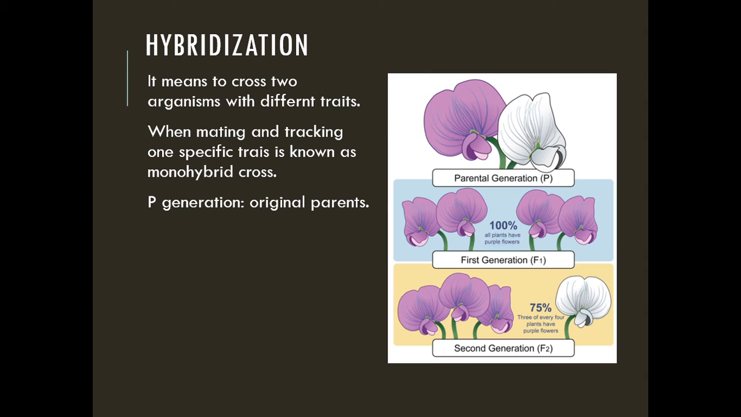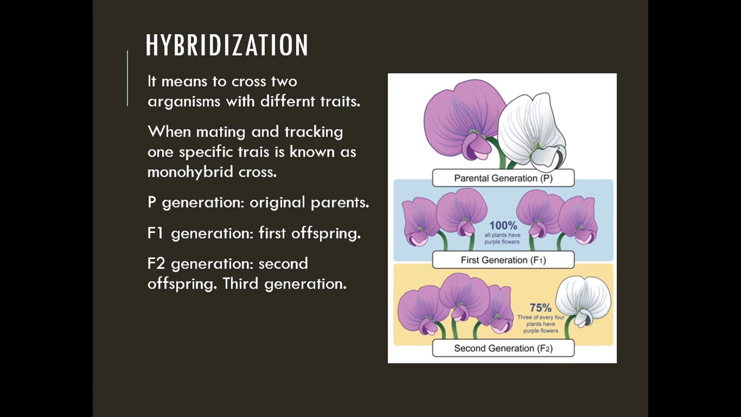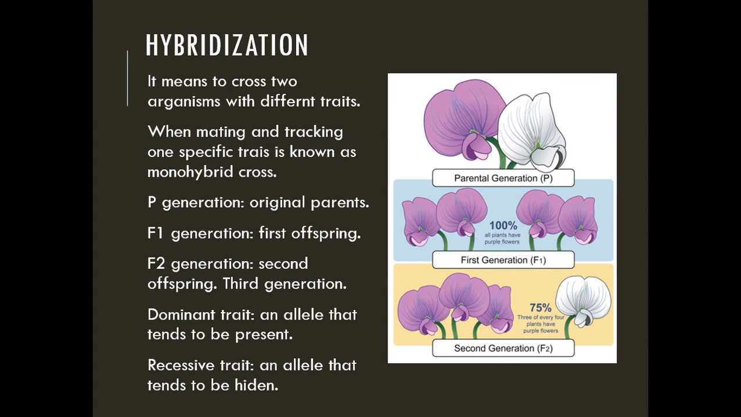And we have three generations that we need to analyze. We have the P generation, which are the original parents. We have the F1 generation, which is the first offspring. The F2 generation is the second offspring, or the third generation. And right here we have what a dominant trait is. It is an allele that tends to be present. And a recessive trait is an allele that tends to be hidden. Alright, so now we are going to relate all of this to the picture that we have on the right. The P generation, which are the original parents, are the parents that you can see right at the top.